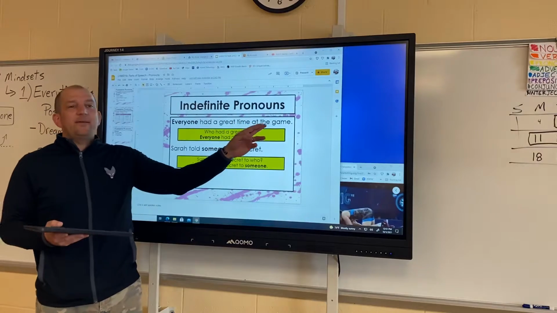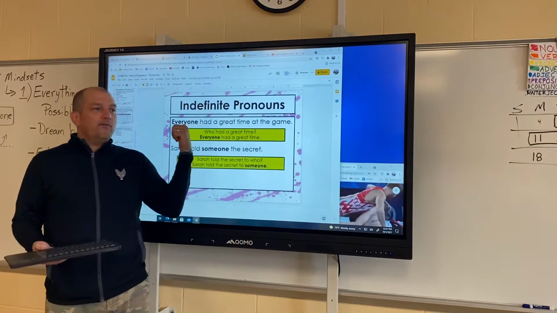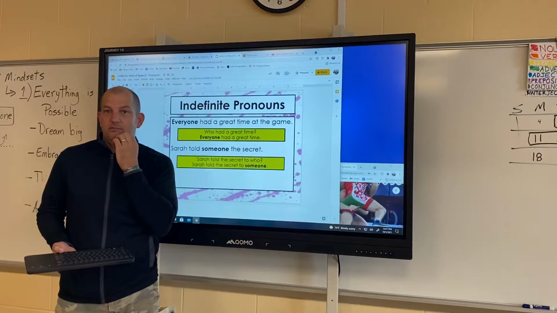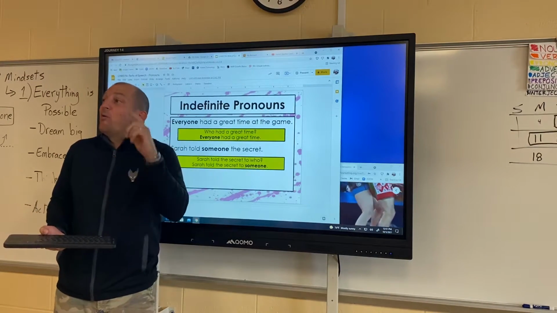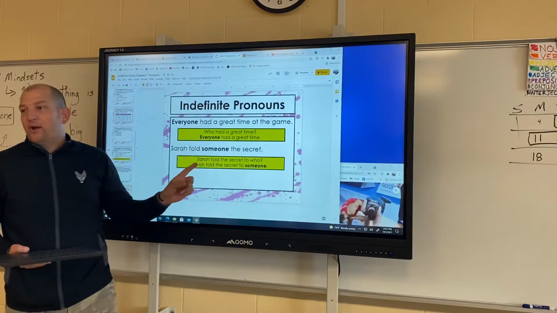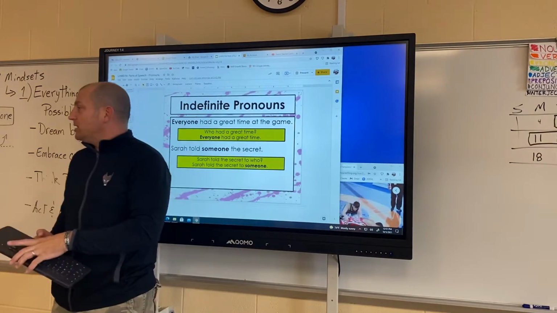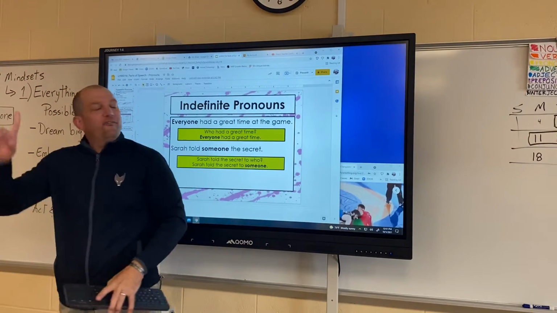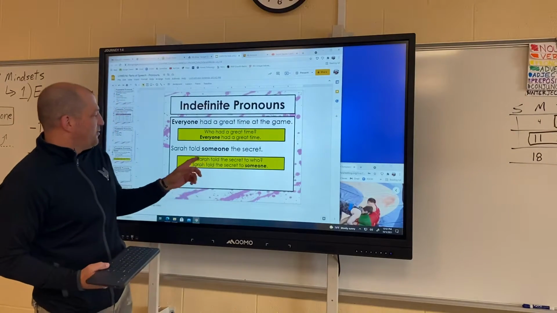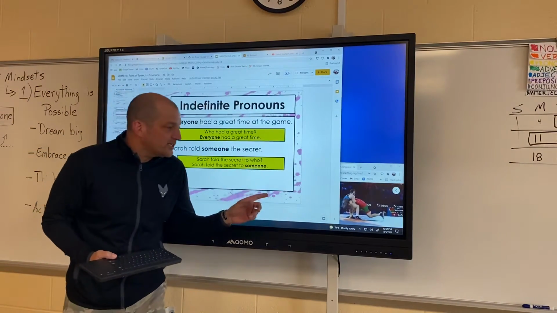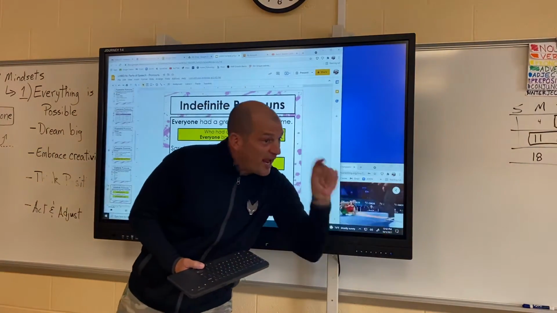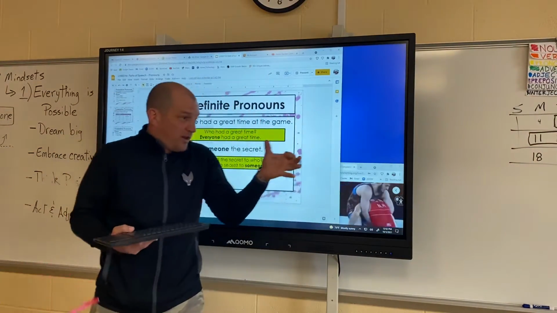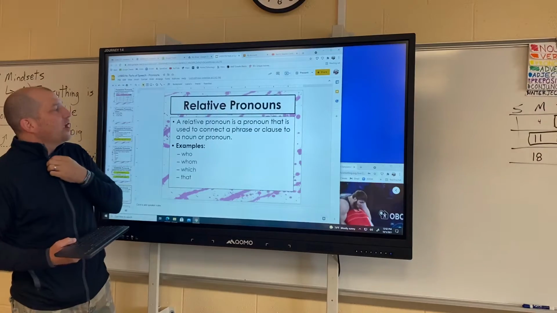Everyone had a great time at the game. Who had a great time at the game? Everyone. How many people is that? We don't know. That's right. We don't know a specific number, but we do know everyone had a great time. Do you know who's going to be watching this match coming up? You. Everyone is going to be watching that match. Sarah told someone the secret. Who did Sarah tell the secret to? Someone. We don't know exactly who, but we know someone. Now she didn't tell me.